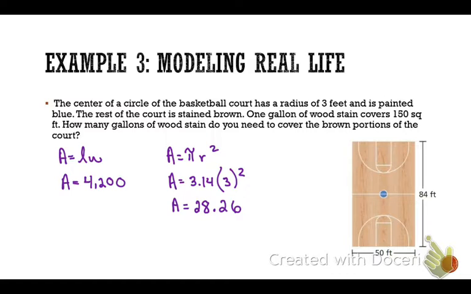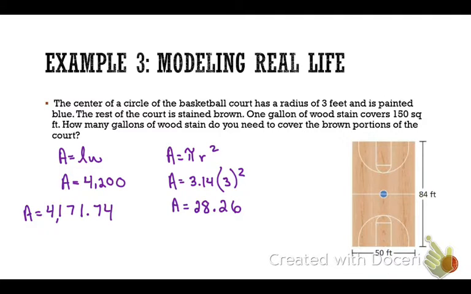So if that's the amount I don't have to stain, what do I need to do to figure out how much I actually need to stain? Subtract them. Okay, I want to subtract the area of the blue circle from 4,200. So 4,200 minus my rinky-dink little 28.26. All right, what's that going to be? Okay, so the area that needs to be covered is 4,171.74.